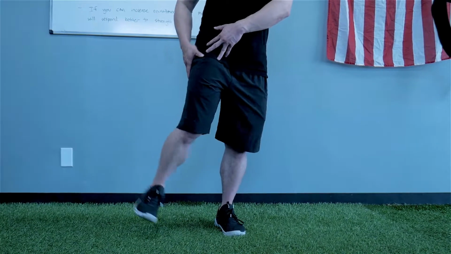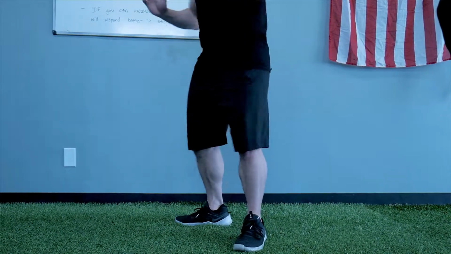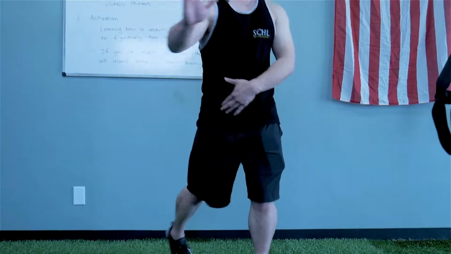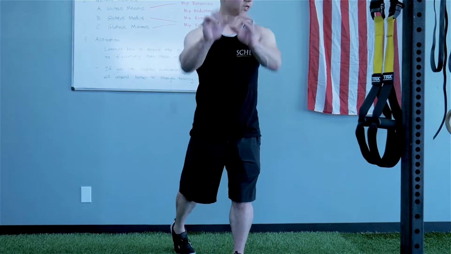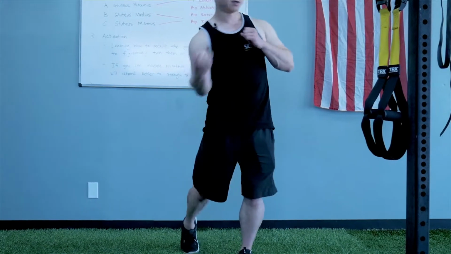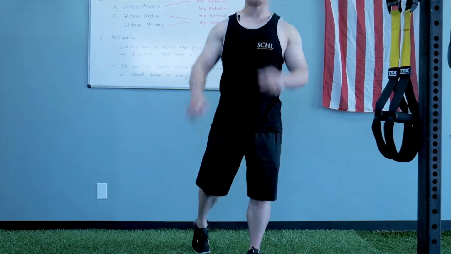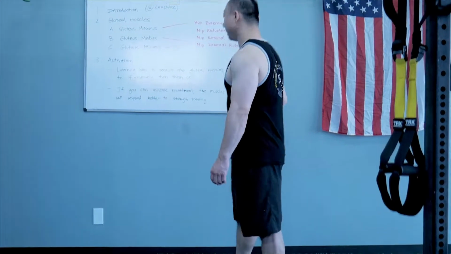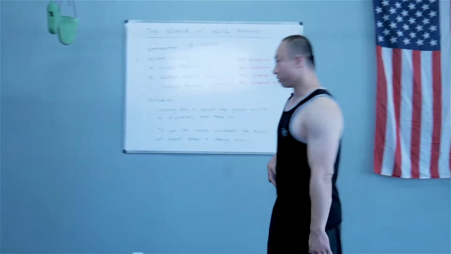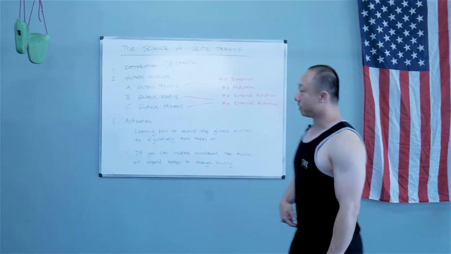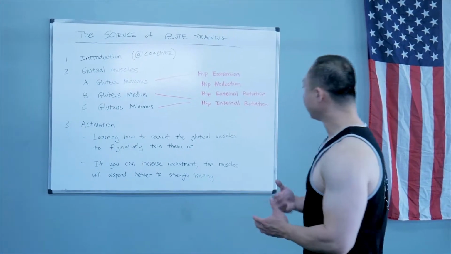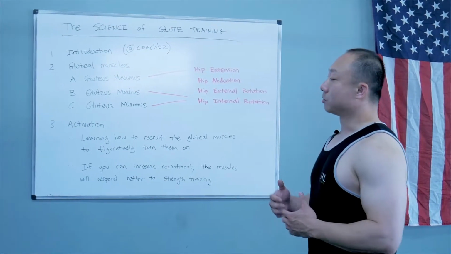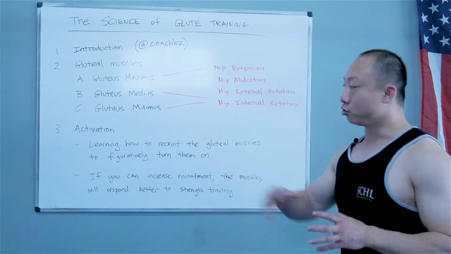Hip internal rotation is basically when you turn the foot in, like so, or when we turn the whole hip in, or when we generate force, like when we're doing a med ball chest pass, or an uppercut, throwing a punch. Those are all hip internal rotation movements. Very important for sports performance, a little less important for aesthetics and those types of things. So with that, let's go on to activation.